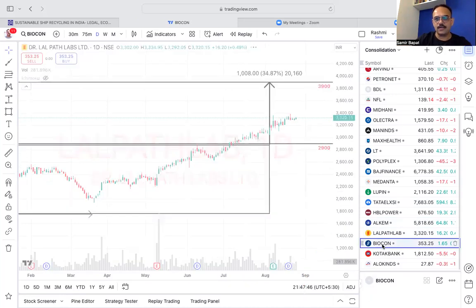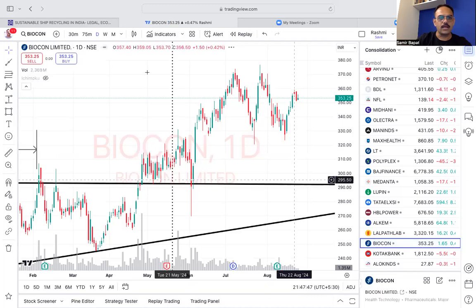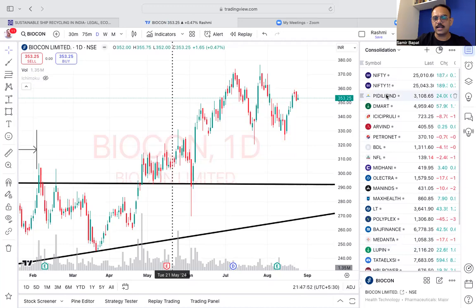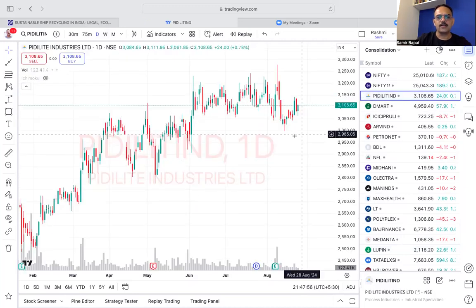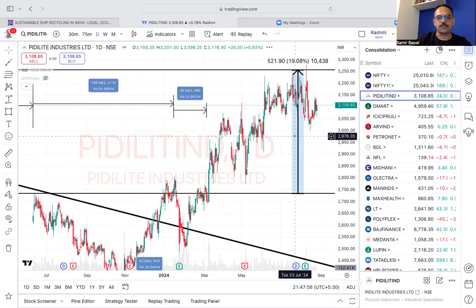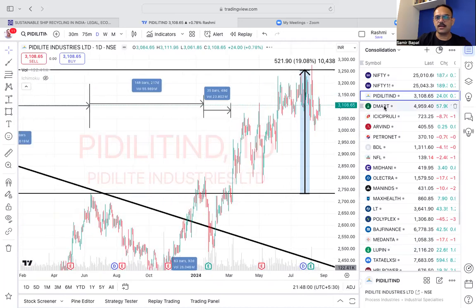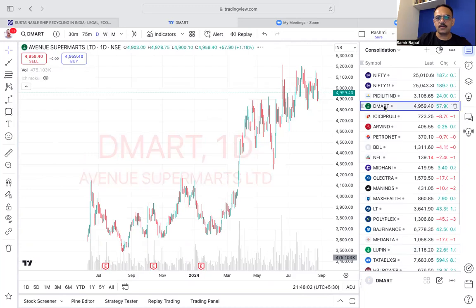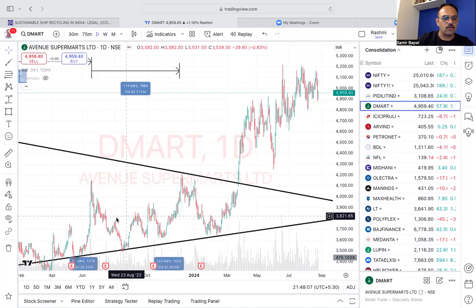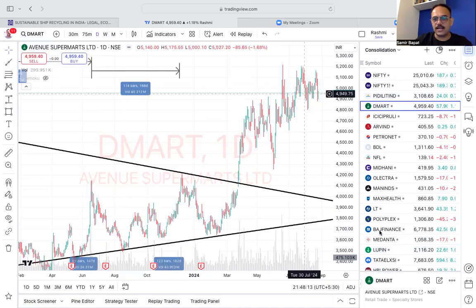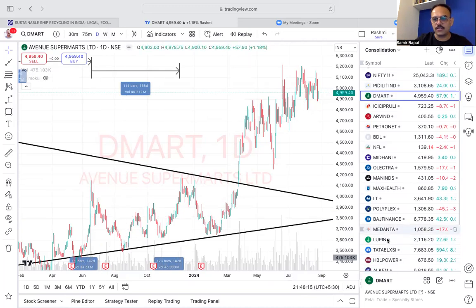Biocon, let's see. Again, okay, so this is a rectangle we are yet to study. We'll go to the rectangle, Pidilite. It has reached almost its target. This is a triangle, DMART. Okay, DMART is a triangle. So we'll, okay. See, consolidation. Okay, so I'll take a pause and take the consolidation questions here.